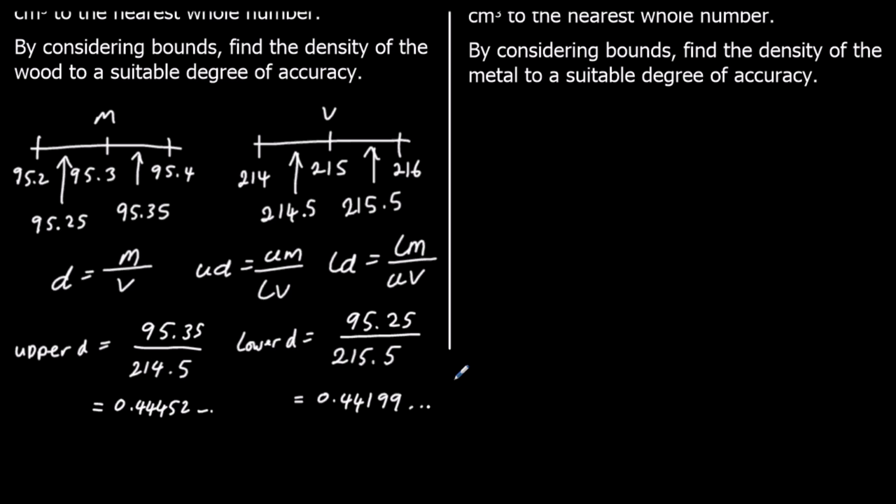So a suitable degree of accuracy. What do the lower bound and the upper bound both round to? So what's the biggest value of accuracy I can give? If I wanted 3 decimal places, that would be 0.444 or 0.442. So they're not the same to 3 decimal places, so I can't give my answer to 3 decimal places. To 2 decimal places, I've got 0.44 and 0.44. So I can say that the answer is 0.44 because the upper bound and the lower bound are both 0.44 to 2 decimal places.